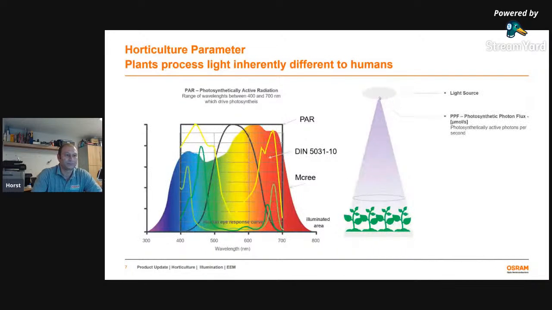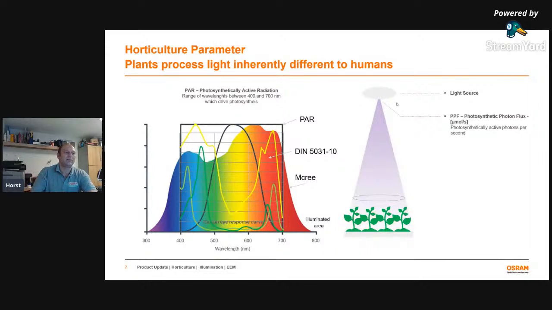And this light, if we have it in our room, so that means we say we have a certain amount of light, and we perceive this with our eyes, and the amount of light for human beings is then called luminous flux. And this luminous flux tells us the amount of light that we see.